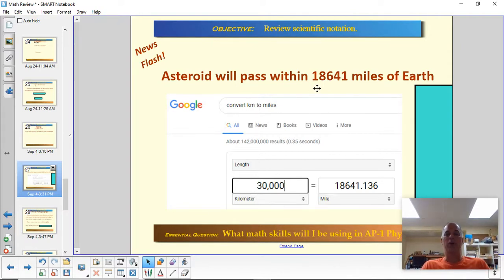And the bot that wrote the article, or possibly a reporter, said, "Well, Americans don't like kilometers; they like miles. So I'll plug it into Google and get 18,641 miles, and that's how close the asteroid's going to be." Even though that's absurd. This 30,000 is a rough number, so it has to be rounded off some way. Now, how do we round it off?